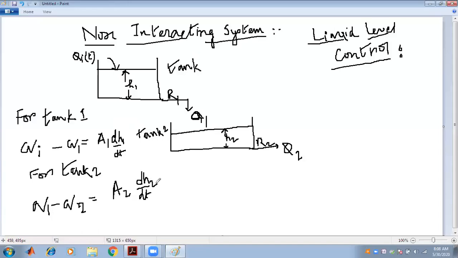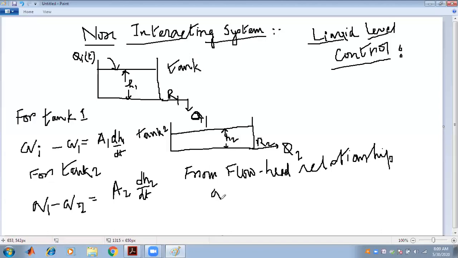So for the flow head relationship, from the flow head relationship you can easily write Q1 equal to H1 by R1, and Q2 equal to H2 by R2.